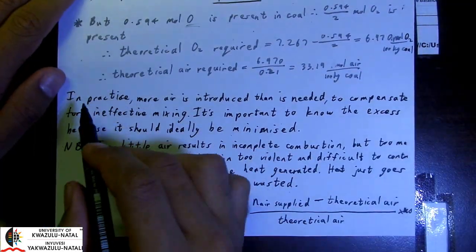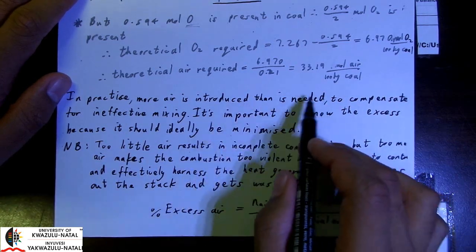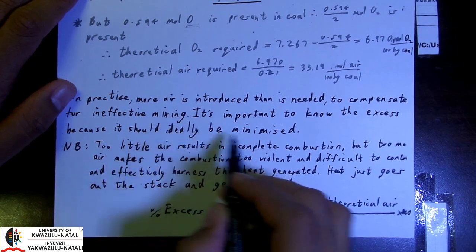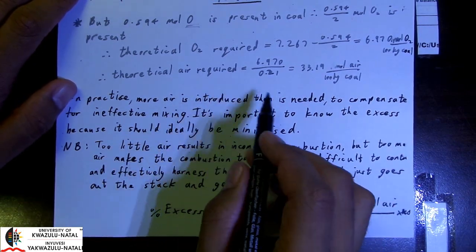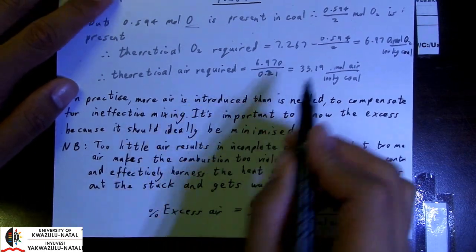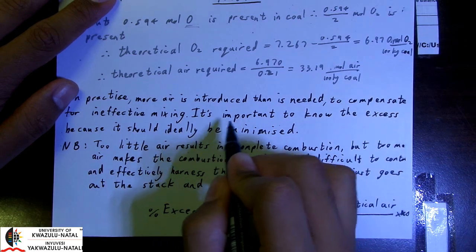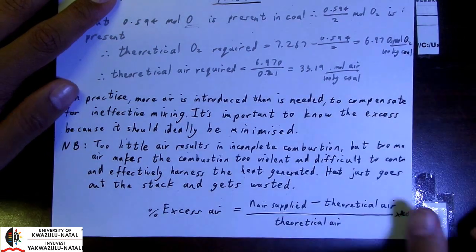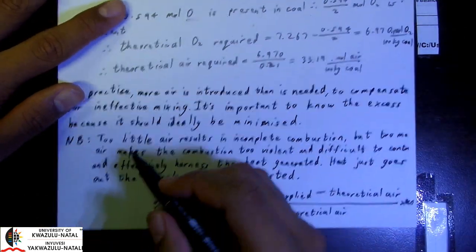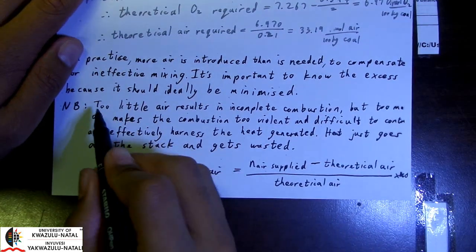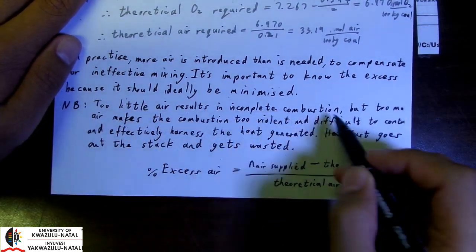In practice, more air is typically introduced than is needed, and this is to compensate for ineffective mixing. However, we can't just introduce a large excess of air as much as we want. So it's important to know the excess because it ideally should be minimized. We don't want too much excess. Okay, so here are the consequences of deviating from the theoretical air or theoretical oxygen. If we input too little air, it results in incomplete combustion.